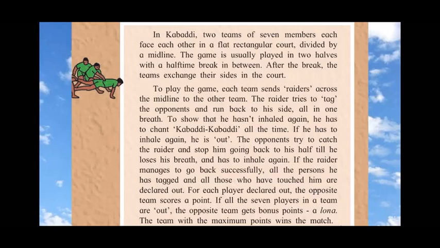To play the game, each team sends raiders across the midline to the other team. The raider tries to tag the opponents and run back to his side all in one breath. So in this game what happens is, one team will send one person who is called a raider. So this raider will go to the other side of the court, to the opposing team's side. There he will try to tag, or he will try to touch one of the 7 members of the opposing team. And then after touching, he has to come back to his side.